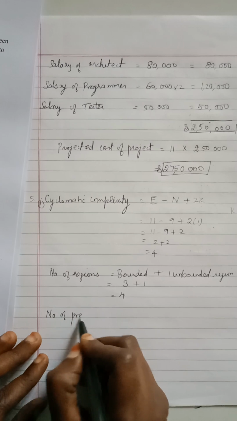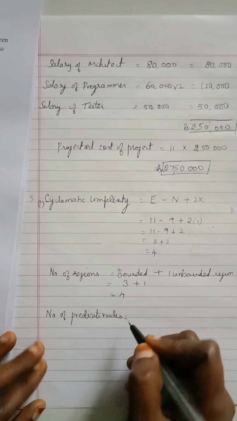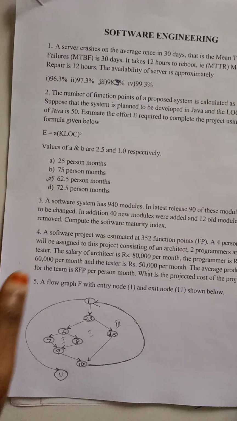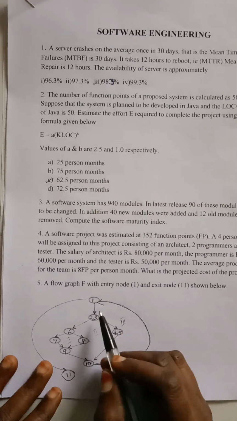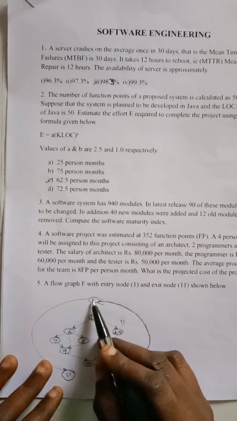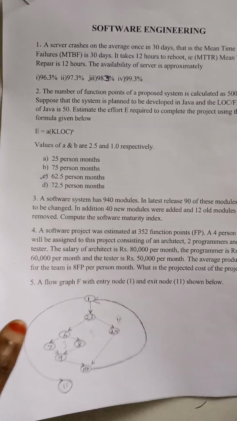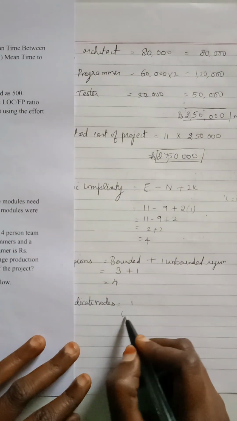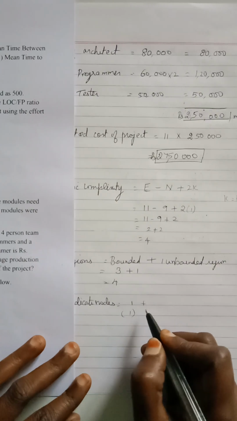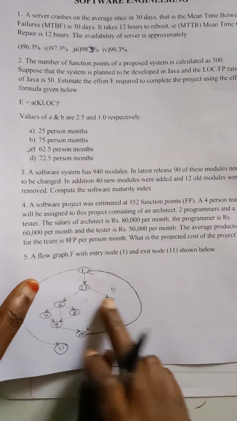Next you can find the cyclomatic complexity through the number of predicate nodes. So what are the predicate nodes? Predicate nodes means decision nodes. Which nodes have decision points? If you see the graph, when a node has two paths, that is a decision point. See here, node 1 has two ways: it can go here or it can go here. So node 1 is a decision node or predicate node. Next, 2 3 is also a decision node because it has two branches coming from it.